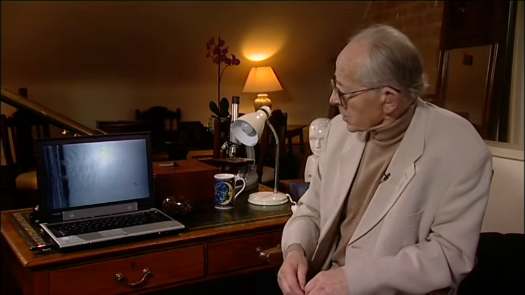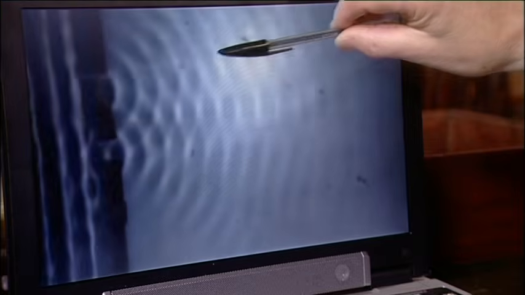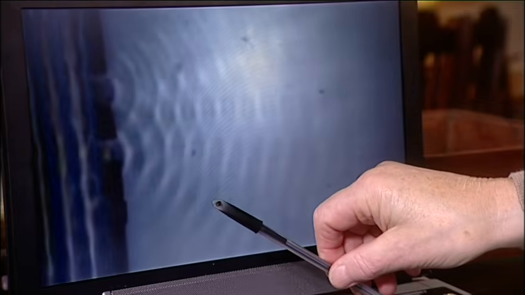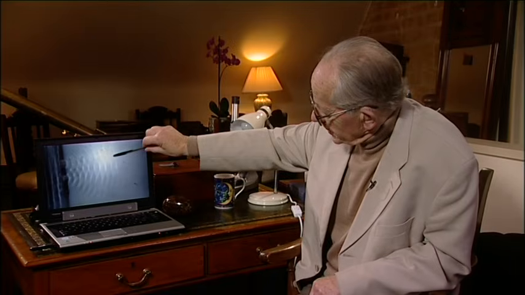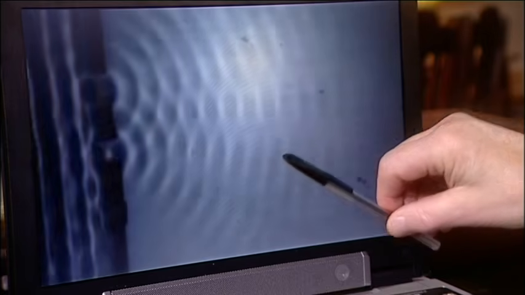Put two gaps close together and the humps and troughs from the two gaps overlap and interfere with each other. This gives rise to directions where the humps and troughs are in step and they reinforce each other. And then in between, the humps and troughs are out of step, they cancel each other out, and you get very little activity.